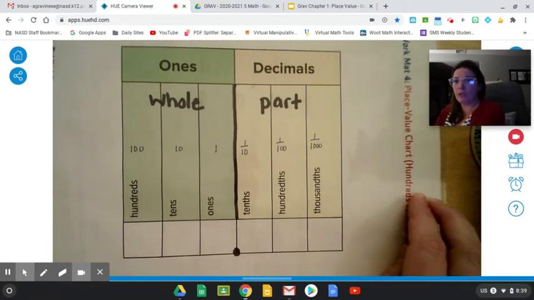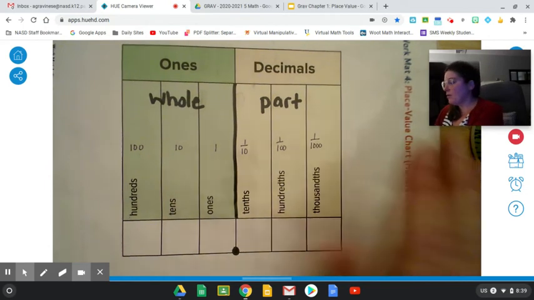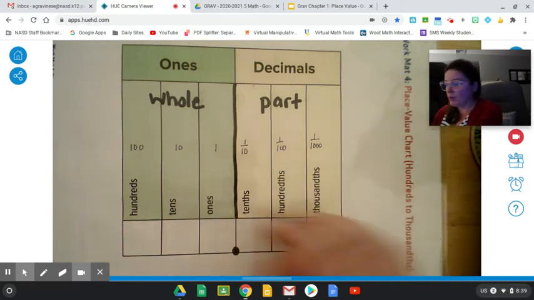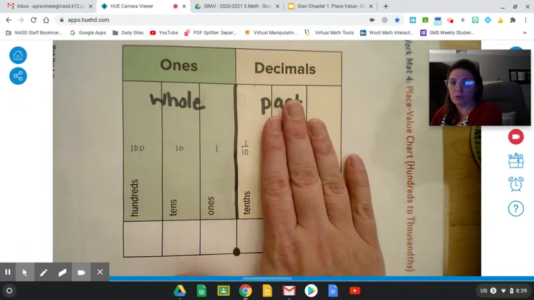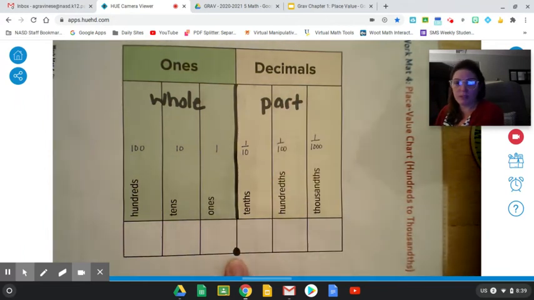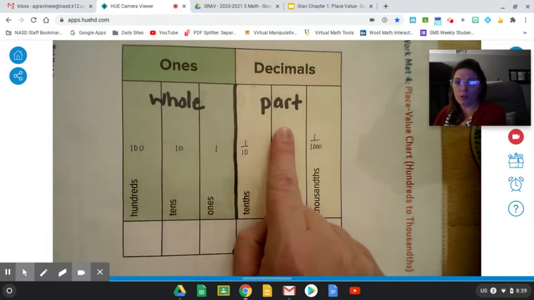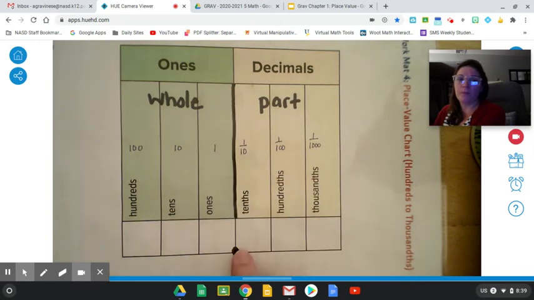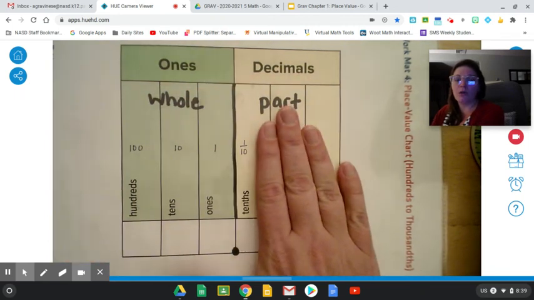So when we are looking at decimals, we have to remember that there are two types of digits in a number. There are the whole numbers, and then there are the parts. The decimal point separates the whole from the part. You can think of it as a wall. All of the wholes are to the left of the decimal point, and the parts are to the right of the decimal point.